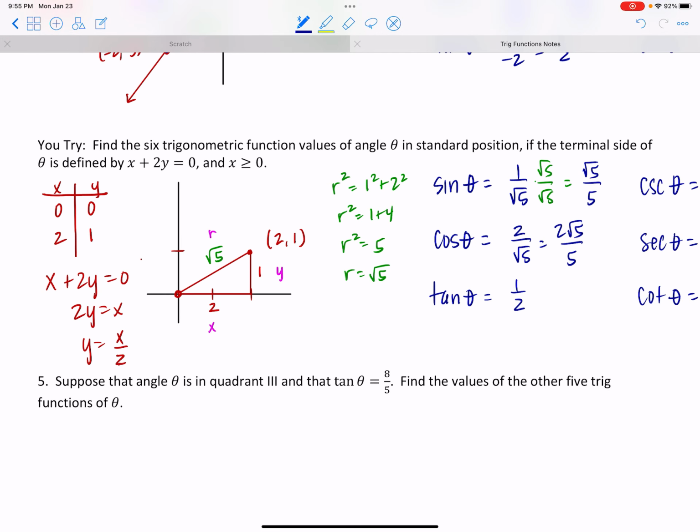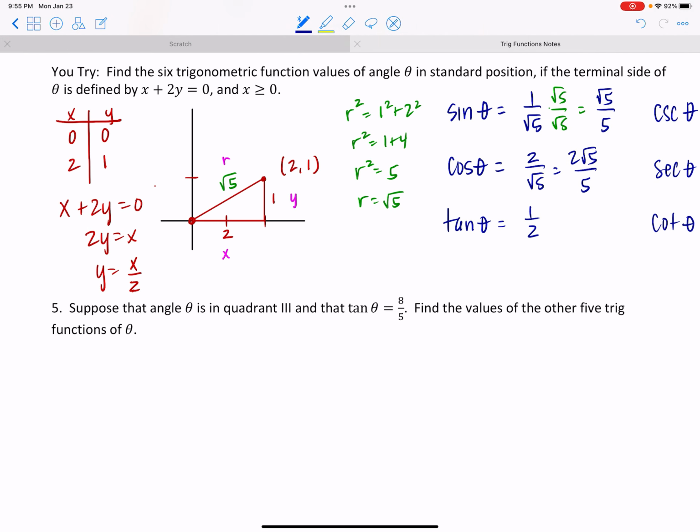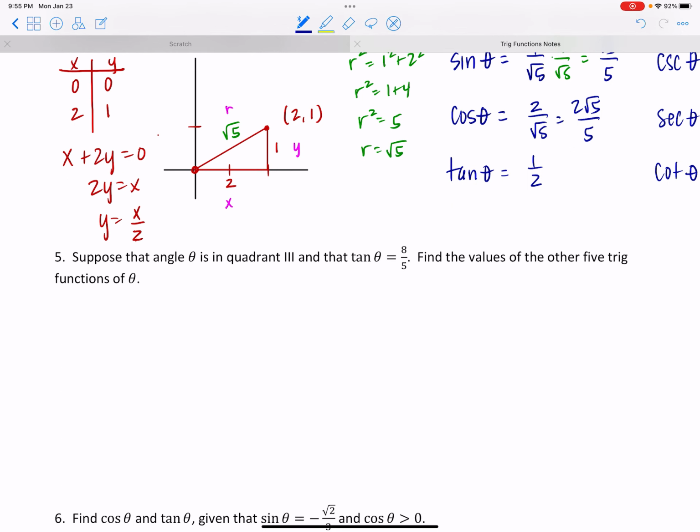Okay? And we're going to look at a couple more, basically doing the same thing, but given the information in a slightly different format. So for number 5, suppose that the angle theta is in quadrant 3, and that tangent of theta is 8/5. Based on this information, we're going to be asked to find the values of the other 5 trig functions of theta. So we're looking at an angle in quadrant 3.